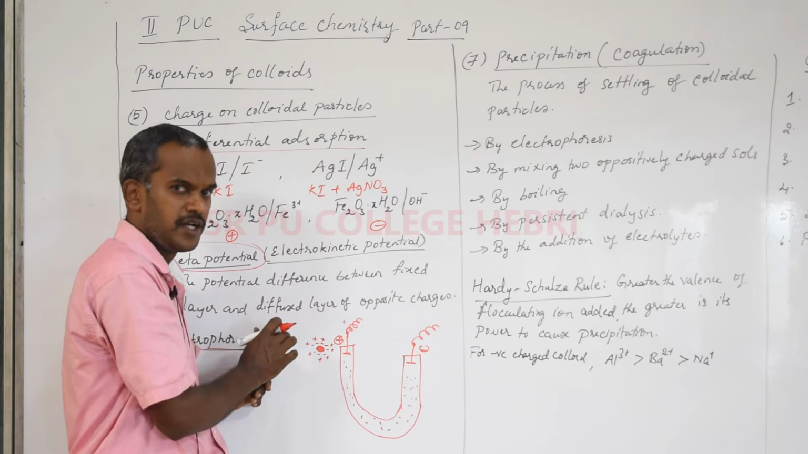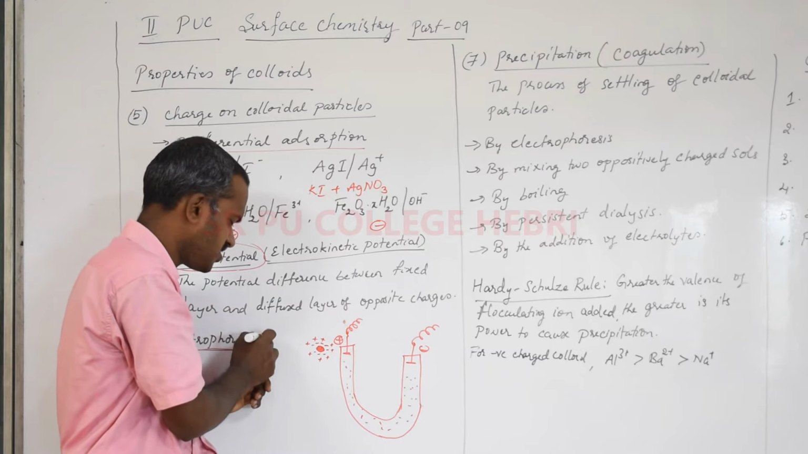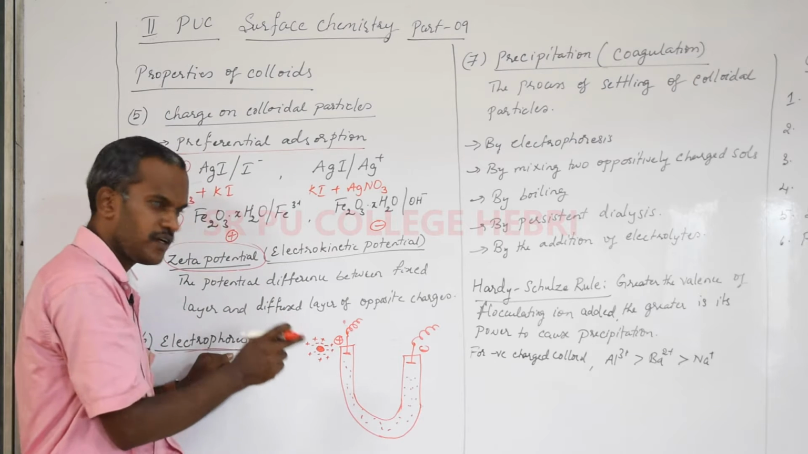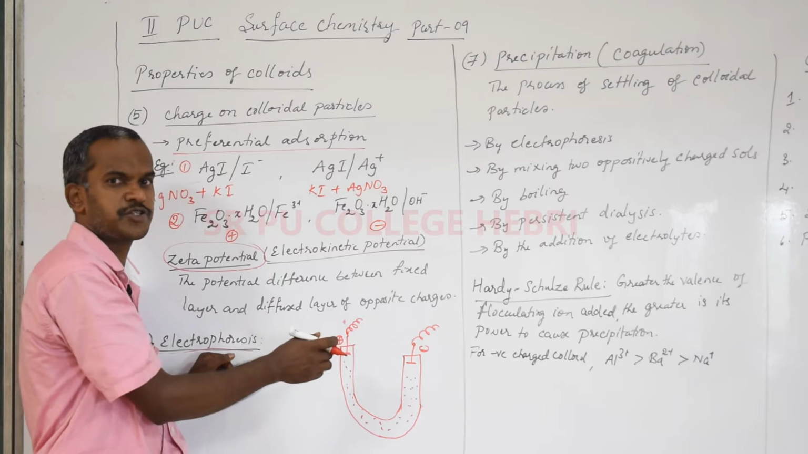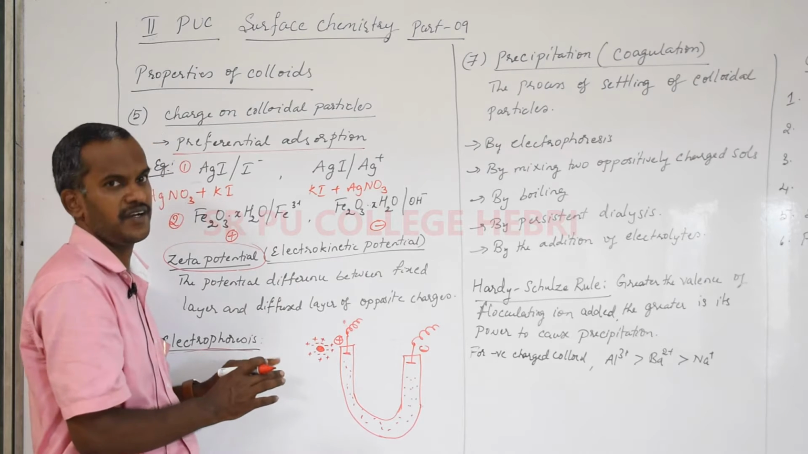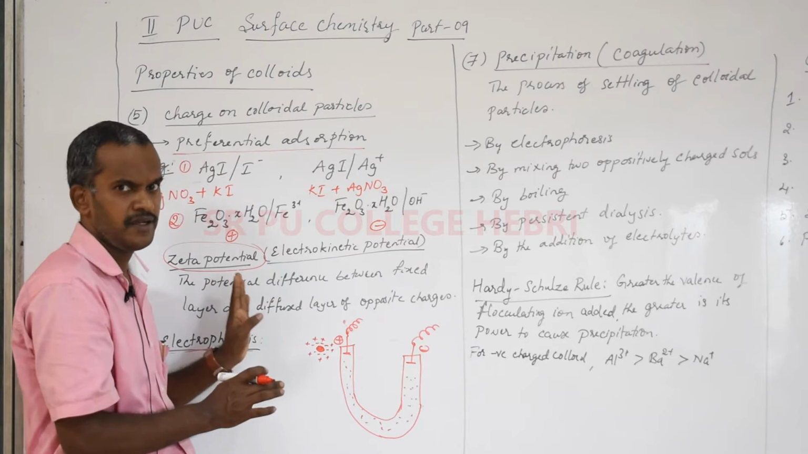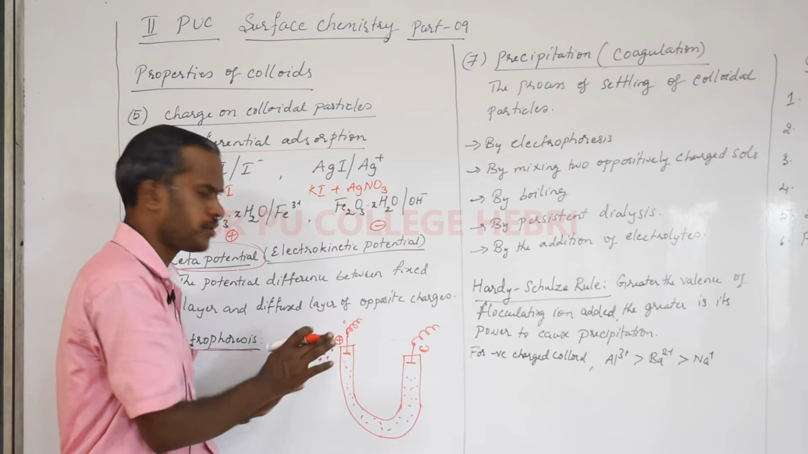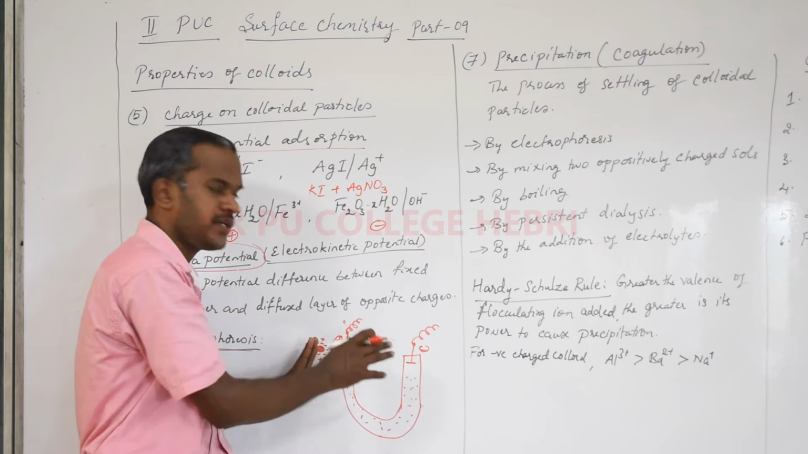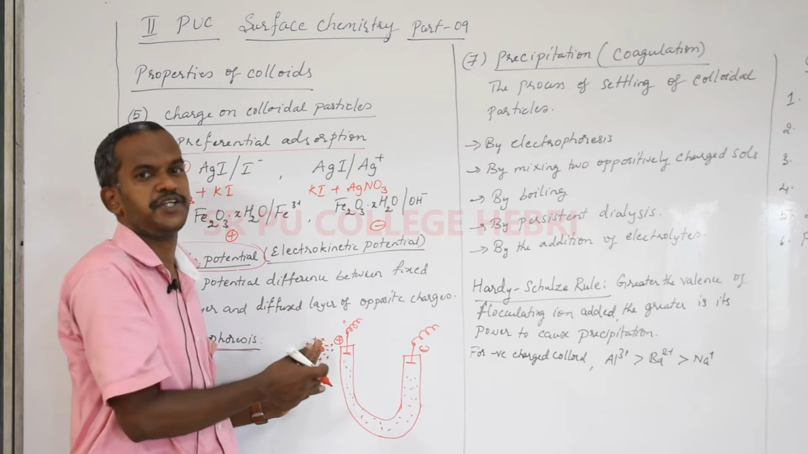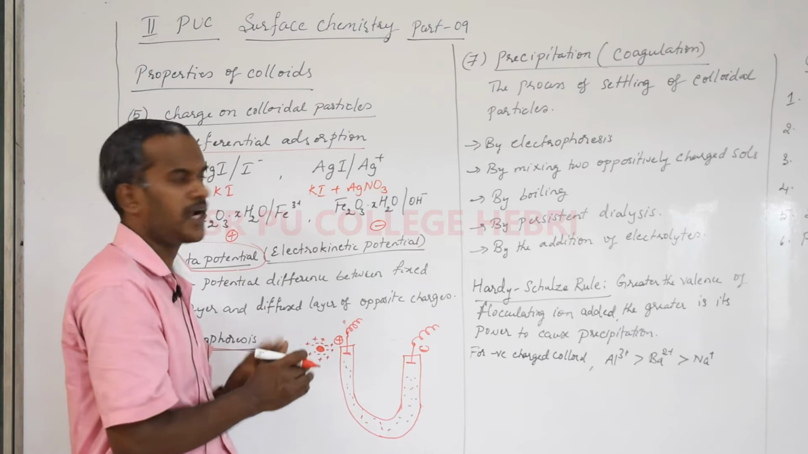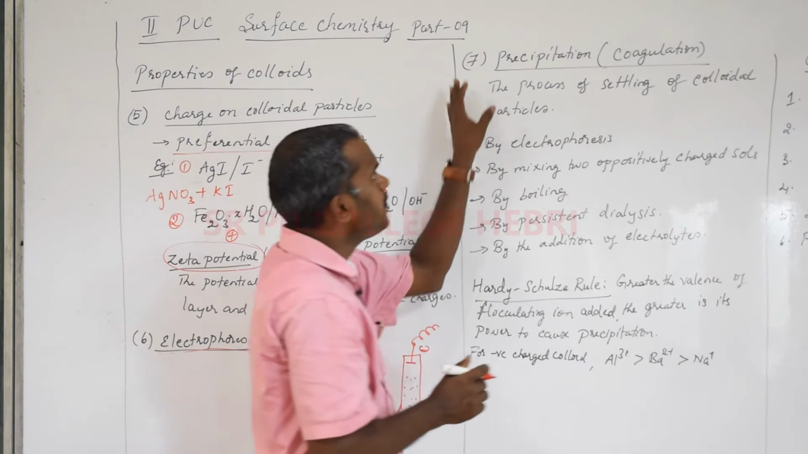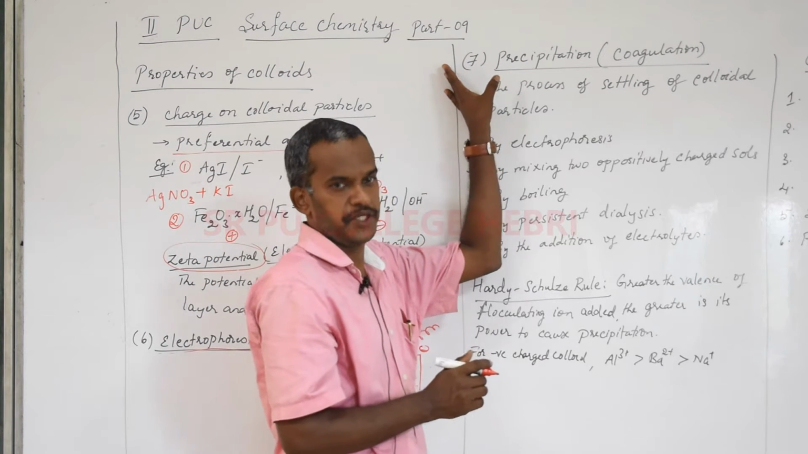Are you clear? So the definition of electrophoresis is easy: the process of movement of colloidal particles towards the oppositely charged electrode in the presence of an electric field. So it may come for 1 mark again. What is electrophoresis? You understood? It is one of the methods used to detect the charge on the colloidal particles also. So that completes the sixth one, electrophoresis. Now let me move on to the next property, that is precipitation.